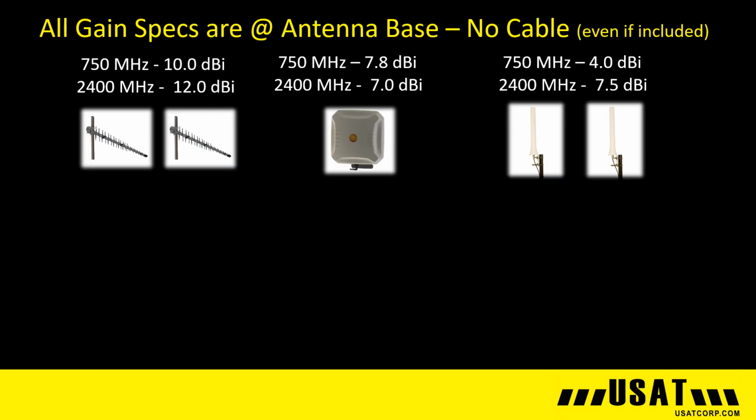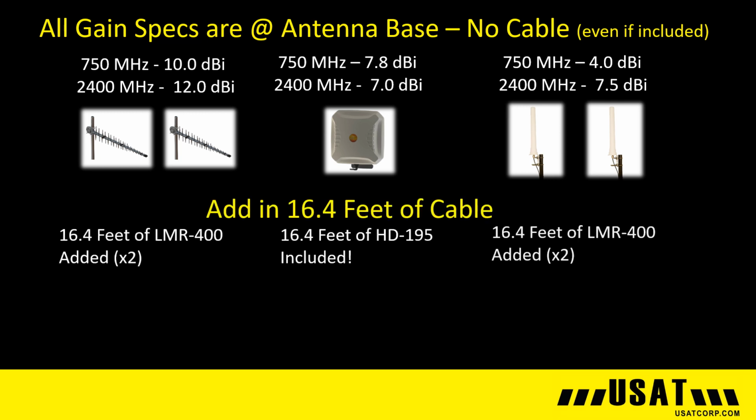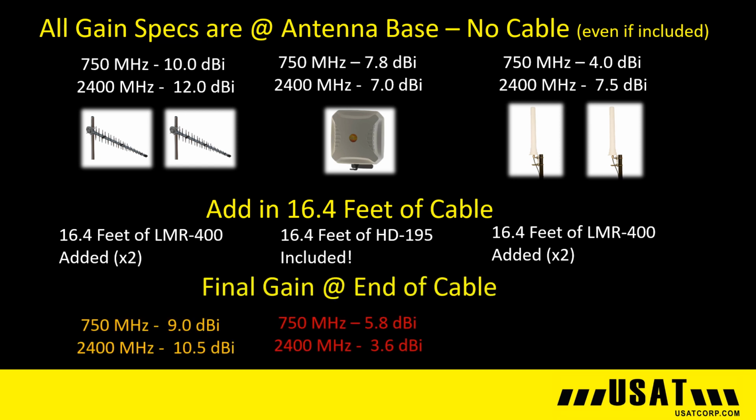When looking at the gain specs of an antenna, know that it is at the base of the antenna, not at the end of the cable where it is spec'd, even if the antenna includes a cable. This slide shows gain values in both the upper and lower bands for 3 different antennas. Now after adding 16.4 feet of coax, LMR 400 for the LPDA and the Omni, and for the X-Pole 2, HD 195 coax is included and attached. Notice how the gain drops in both the upper and lower frequency bands.